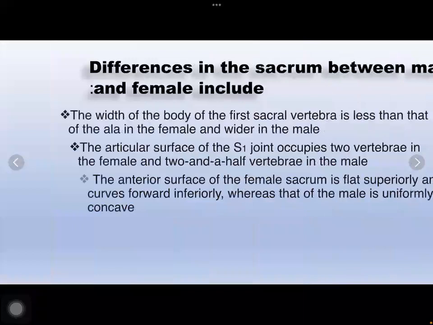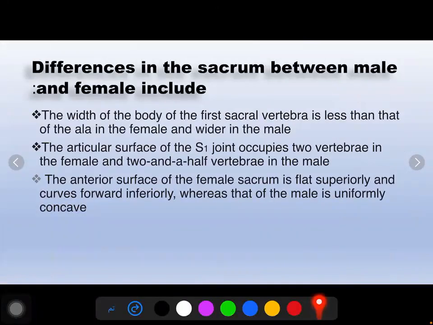Differences in the sacrum between the male and female include the width of the body of the first sacral vertebra, which is less than that of the ala in the female and wider in the male. The articular surface of the S1 joint occupies 2 vertebrae in the female and 2.5 vertebrae in the male. The anterior surface of the female sacrum is flat superiorly and curved forward inferiorly, whereas that of the male is uniformly concave.